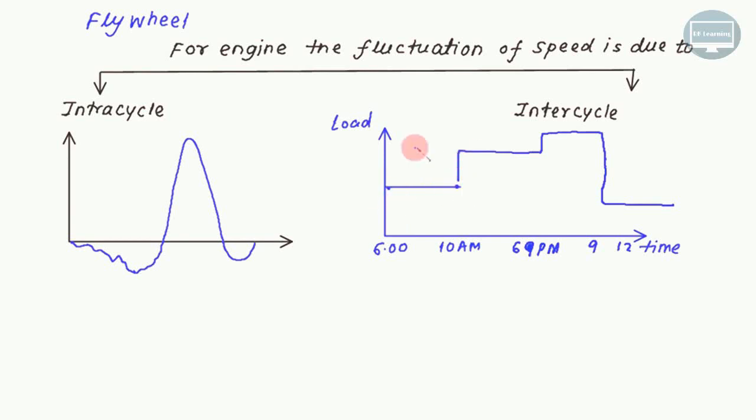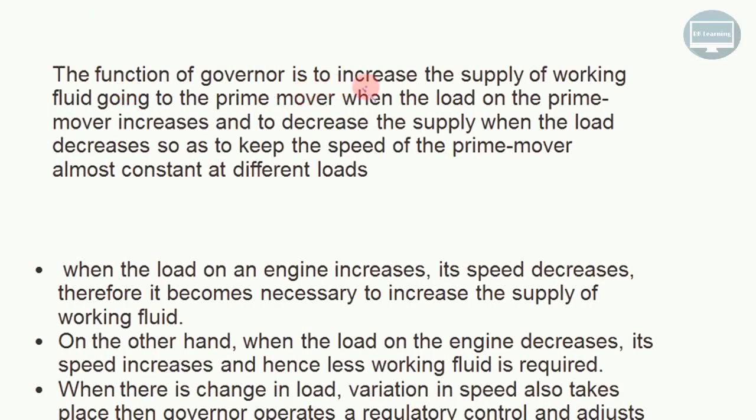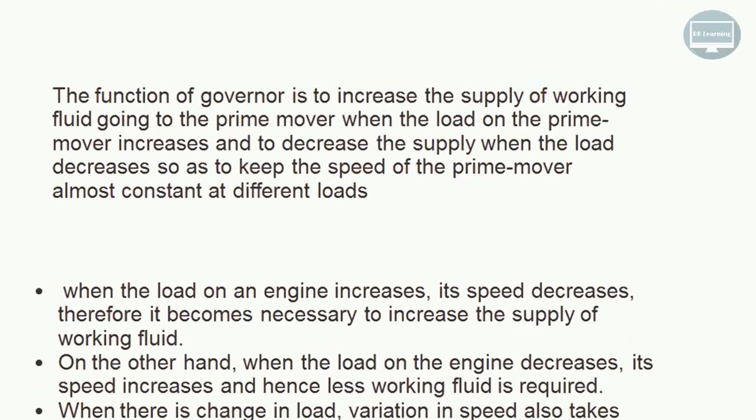So as the speed will increase, we are using governors. The governor, and for this one we are using the flywheel. Flywheel is used to control the one-cycle speed changes, and governor is used for a very long range of cycles. You can summarize like this: the function of the governor is to increase the supply of working fluid going to the prime mover when the load on the prime mover increases, and to decrease the supply when the load decreases, so as to keep the speed of the prime mover almost constant at different loads.